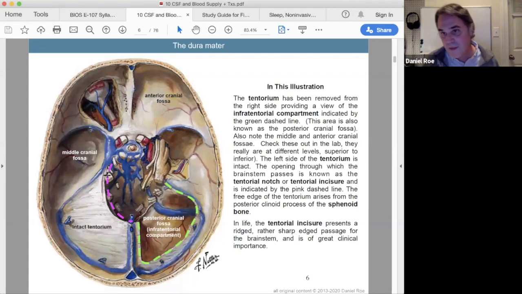Remember that the uncus gets herniated across, and it can actually cut the uncus, it can damage it, but more commonly it puts pressure on cranial nerve 3. This is cranial nerve 3, the oculomotor nerve. Here it is on the other side. And you know what happens then. The eye goes down and out, with a dilated pupil and a drooping eyelid.